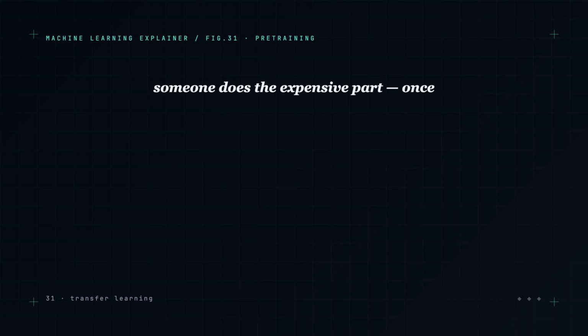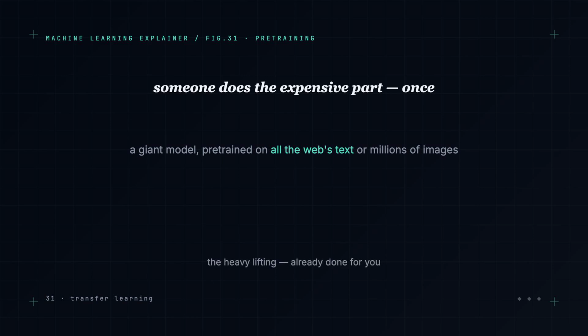First, someone does the expensive part once. They take a giant model and pre-train it on a vast general dataset, all of the web's text or millions of images. Through that, the model learns broadly useful structure, grammar, objects, edges, concepts. This is the heavy lifting, and it's already been done for you.